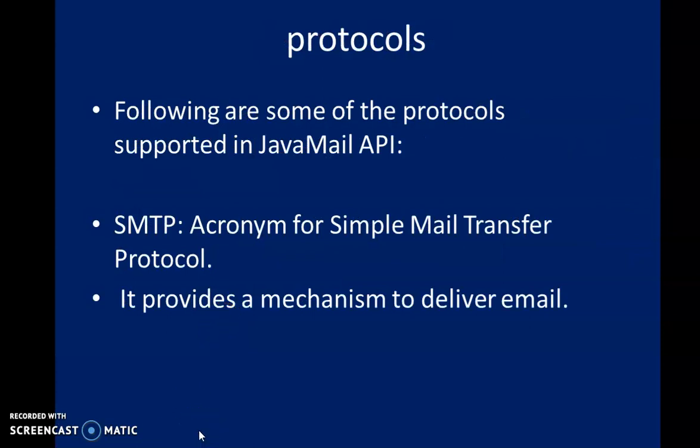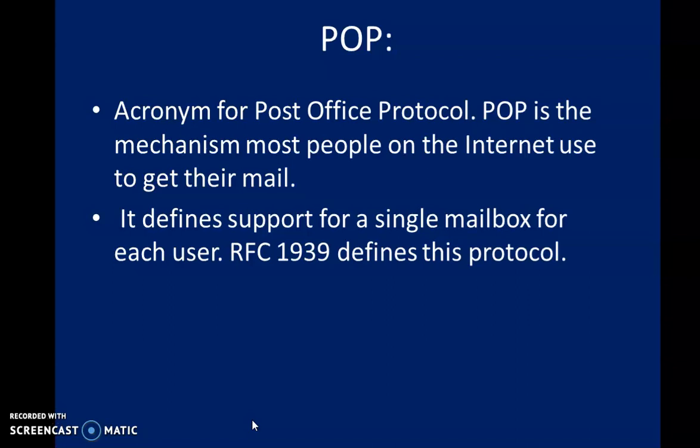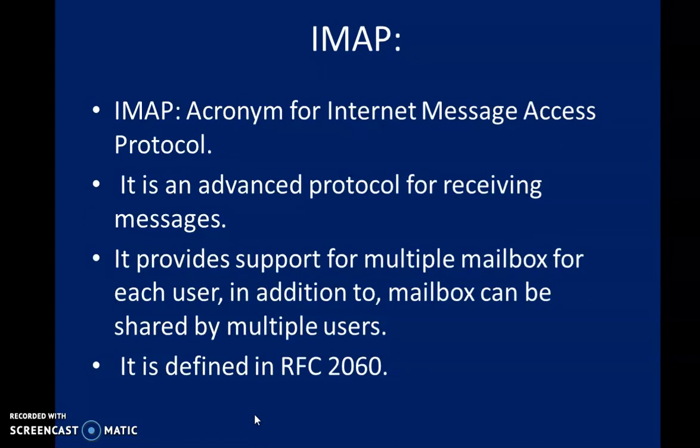And what are the protocols used in this? SMTP, that is Simple Mail Transfer Protocol. It provides a mechanism to deliver mail. Next, POP, that is Post Office Protocol. It is a mechanism that most people on the internet use to get their mail. It defines support for a single mailbox for each user. And IMAP, Internet Mail Access Protocol, is an advanced protocol for receiving messages, and it provides support for multiple mailboxes for each user, in addition to a mailbox shared by multiple users.